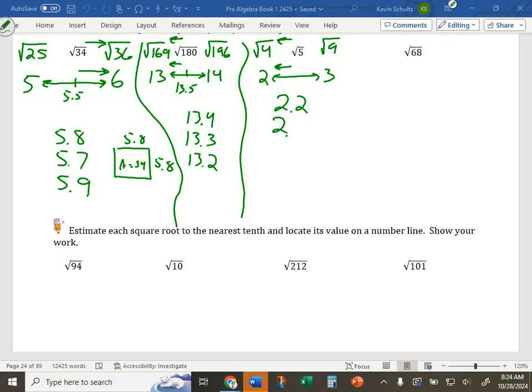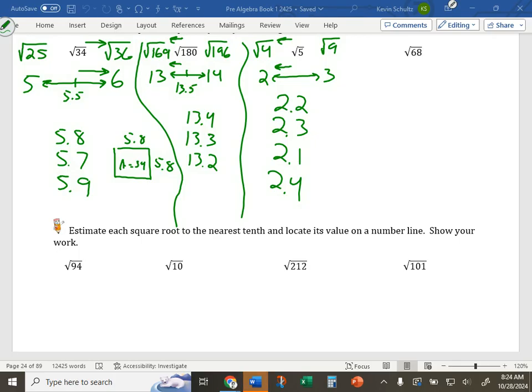2.3, I mean, it's only 1 away from 4. I would accept 2.1. I would even take 2.4, but I wouldn't take 2.5 because that tells me that you think it's right in the middle, which it's not. It is closer to 2 because 5 is closer to 4.